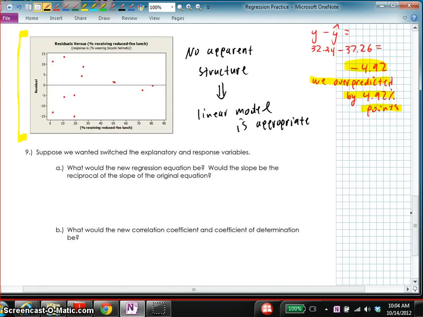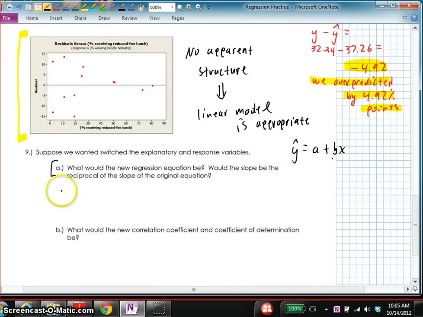Suppose we wanted to switch the explanatory and response variables. What would the new regression equation be? Would the slope be the reciprocal of the slope of the original equation? Well, at first thought, if you think about y hat equals a plus bx, and you switch the x and y and you solve the new y, the new slope that you get for switching those variables will be the reciprocal. However, that is not the case in regression. When we're switching the explanatory and response variables, we're not simply solving this equation for the other variable.